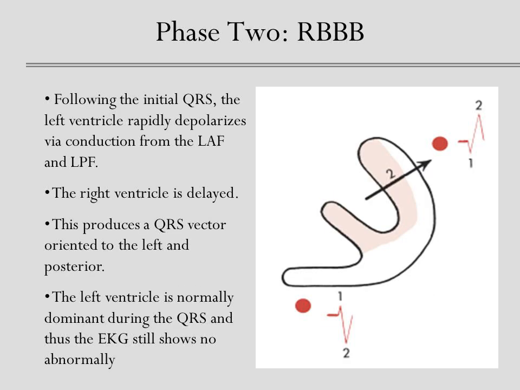Phase 2, RBBB. Following the initial QRS, the left ventricle rapidly depolarizes via conduction from the LAF and LPF. The right ventricle is delayed. This produces a QRS vector oriented to the left and posterior. The left ventricle is normally dominant during the QRS and thus the EKG still shows no abnormality.